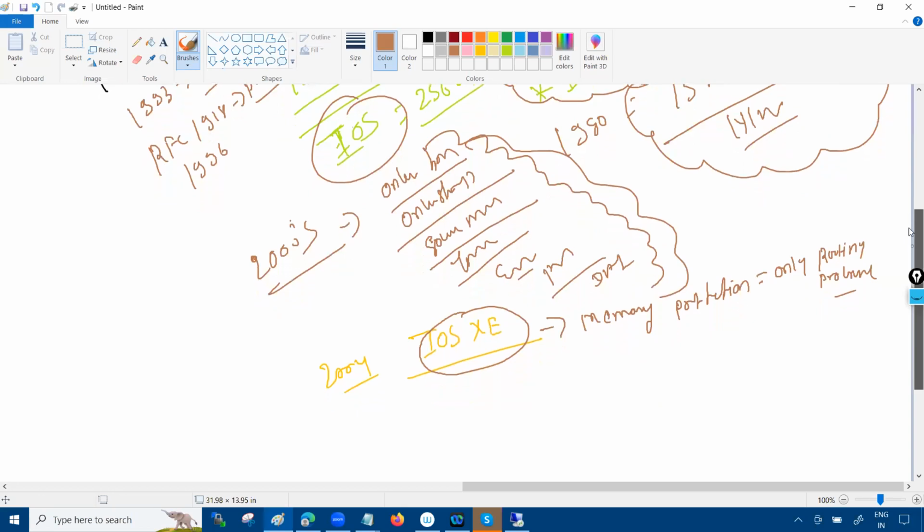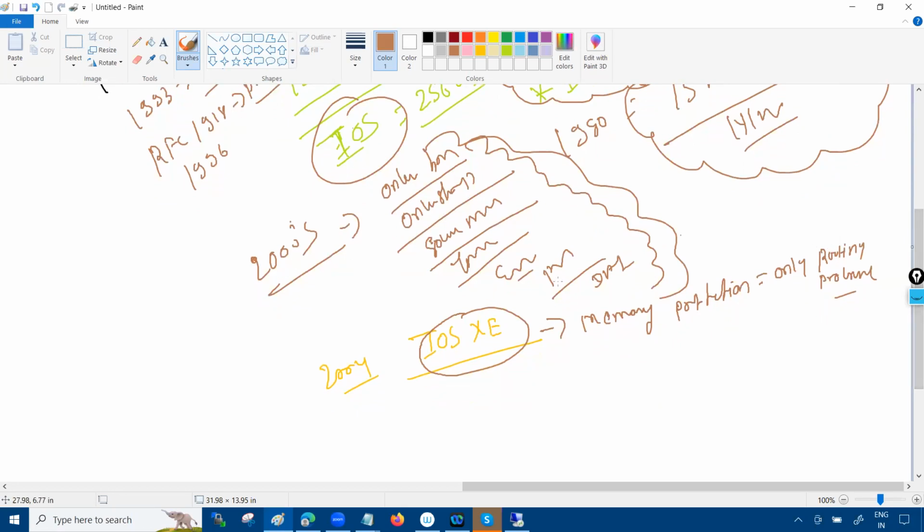But in only 4 to 5 months, what happened? They came with the concept called IOS XR. And it was very, very powerful. The first IOS XR was implemented in the CRS router, CRS-1. People, even nowadays, are still using this router, right?